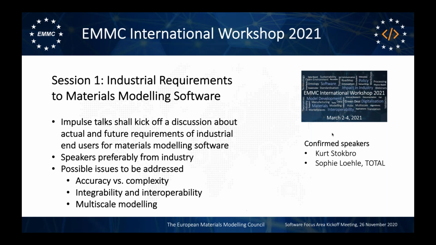And some of the issues which might be addressed by the speakers, but this is just a suggestion, is accuracy versus complexity, something we discussed several times. I remember the Torino workshop, I think that was in 2017, where we had a long discussion about this dichotomy, and where people from industry were mainly interested in complexity rather than in accuracy, but that may change. So we are looking forward to a discussion on that. Other issues which I already mentioned before, integrability and interoperability, multi-scale modeling, and all the other issues which we discussed before.